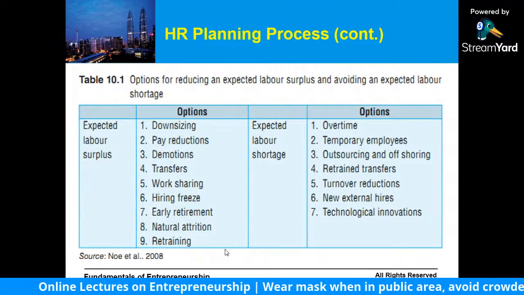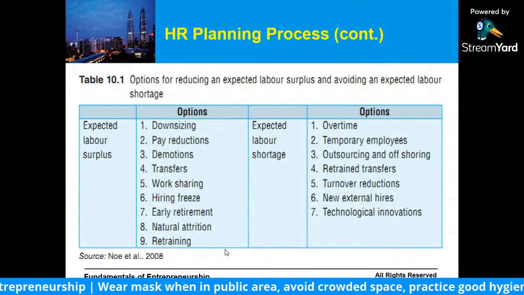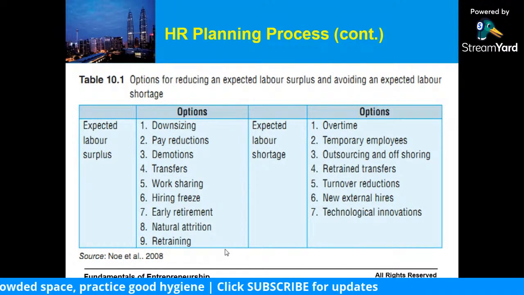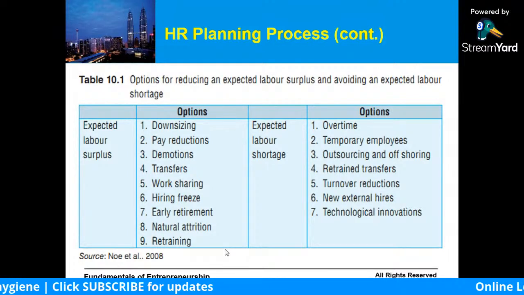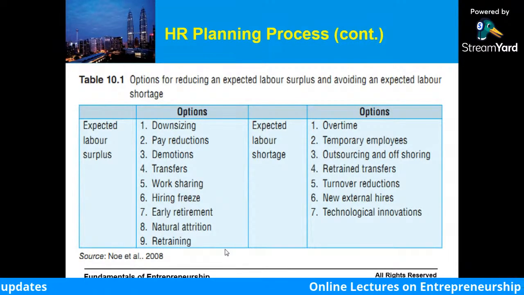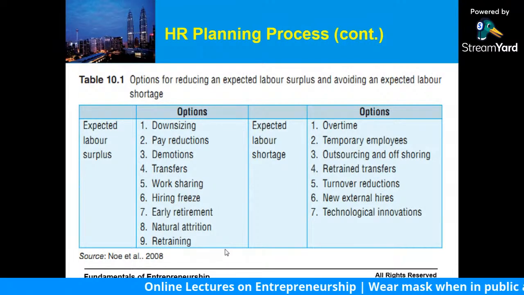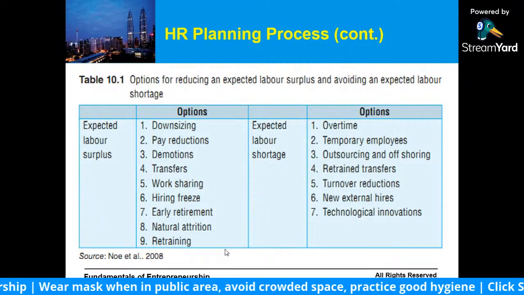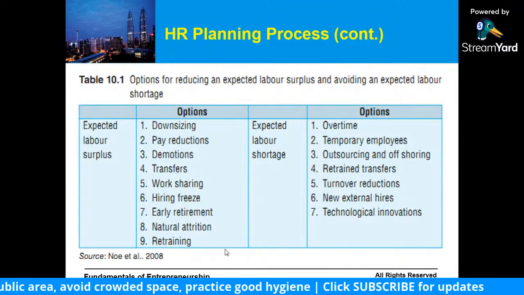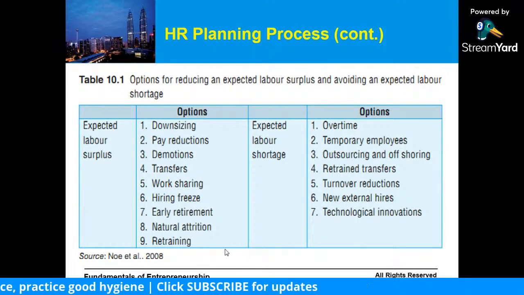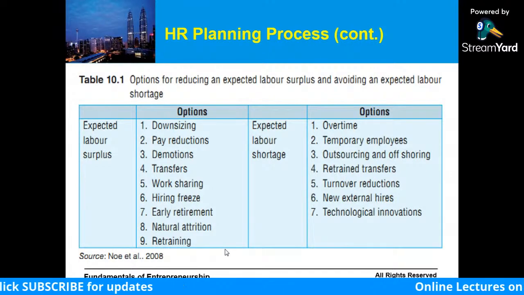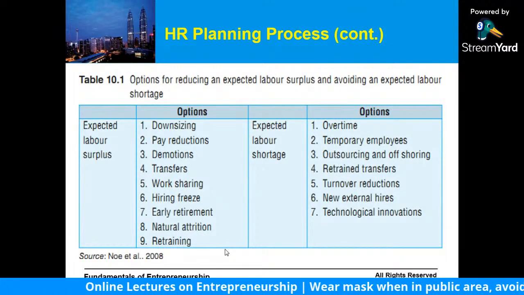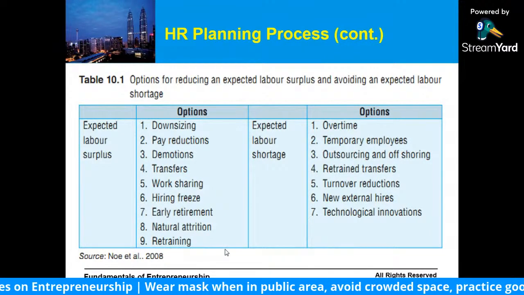So if you think that your business may have conditions where it has less capacity to work on what we have, or what we call the current capacity, we give some options for your employees to have overtime. Take temporary employees, or outsource certain functions in your business. Retrain, transfer, turnover reduction, new external hires, and also technological innovation. You upgrade your system, so then you have fewer people to hire.